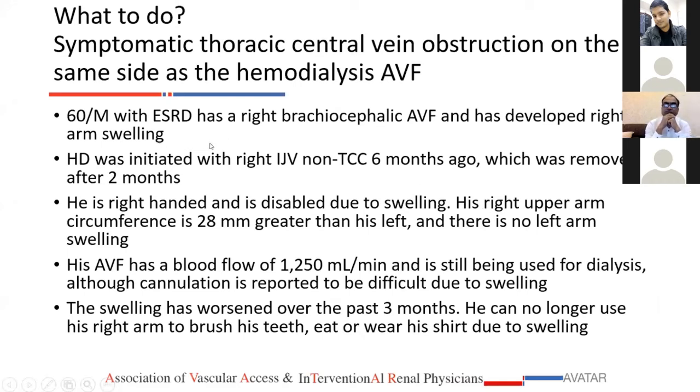So a 60-year-old male, right brachiocephalic fistula, right arm swelling. Hemodialysis was initiated earlier with a right IJV non-cuffed catheter 6 months ago, removed after 2 months. He is right-handed, disabled, he's got right arm swelling, his AV fistula has a blood flow of 1250 for a brachiocephalic AV fistula, and it is still being used, so the cannulation is difficult. And swelling has worsened over the past 3 months. He can no longer use his arm to do day-to-day things.